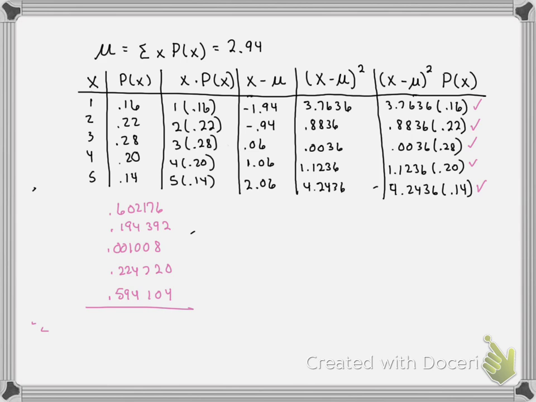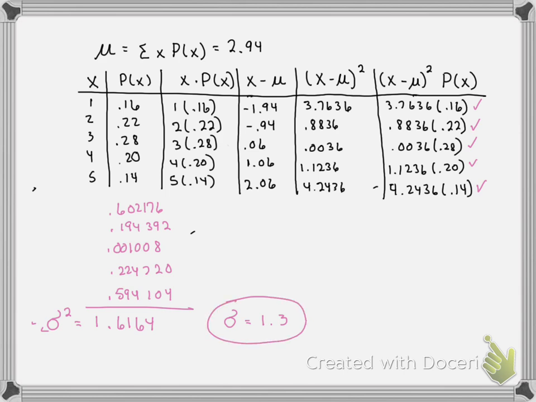now what we're going to do is add them together, okay? And when we add all of those together, we get 1.6164. That is our variance, okay? Now remember, the standard deviation is to take the square root of that. So the standard deviation is 1.3, okay? That is what we are looking for.